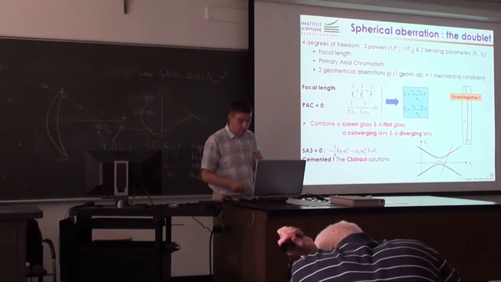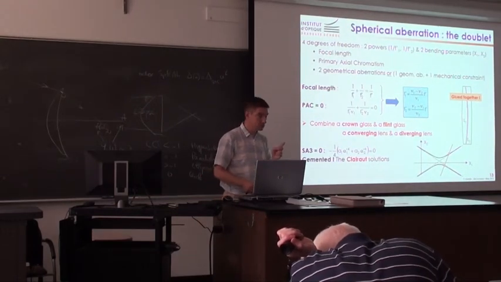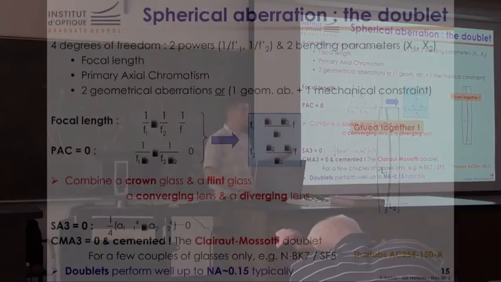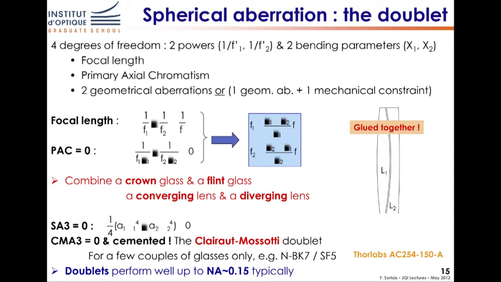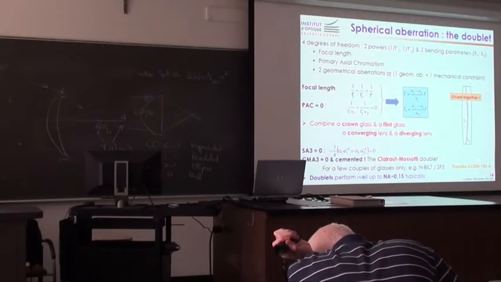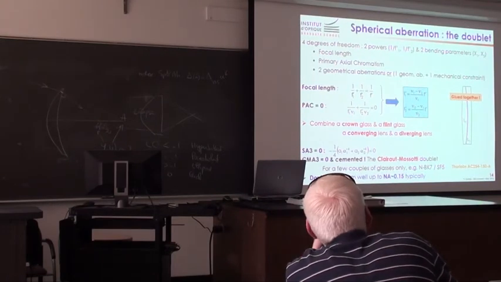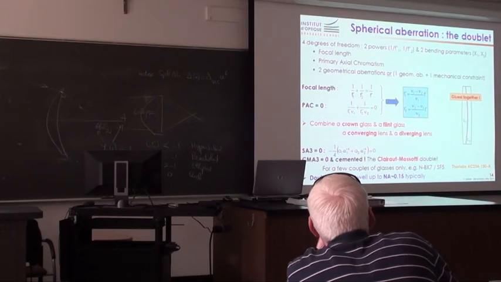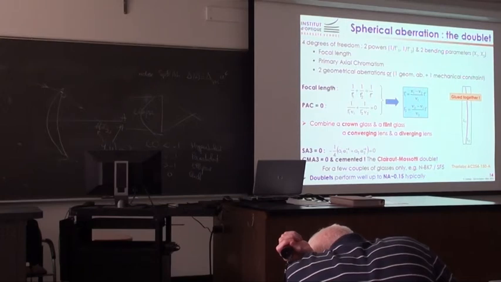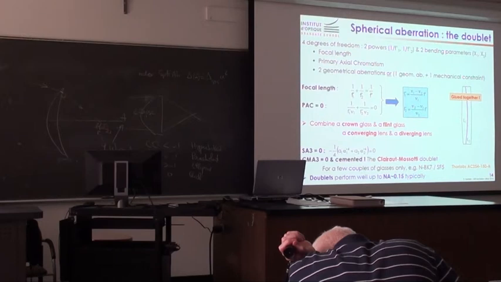Fortunately enough, there are couples of glasses that are wonderful, that allow you to kill both coma and have a cemented doublet. But this is miraculous. So you should remember what they are. These couples of points have a name. It's not the unique one, but typically BK7 associated with SF5. This is one of them. Thorlabs, 1 inch diameter, 150 focal length. Right. These have a name. They are cemented and corrected for spherical aberrations, so they have the name of aplanat, and they have no coma, so they are also Mozart. So it's a clever Mozart.